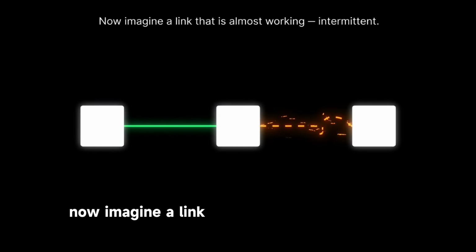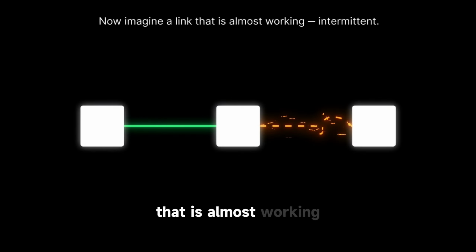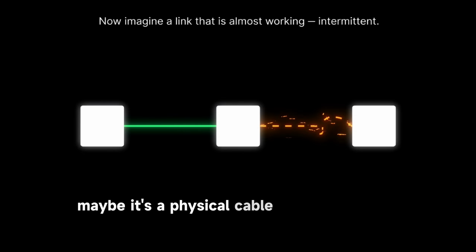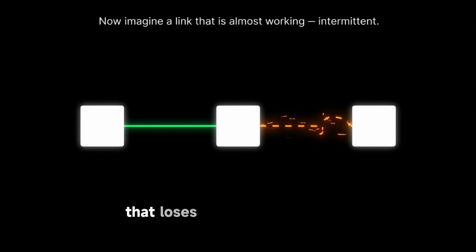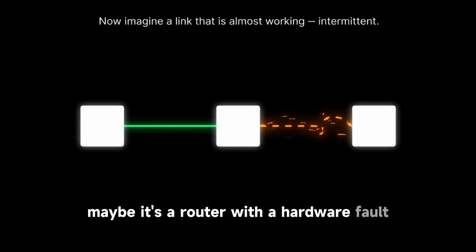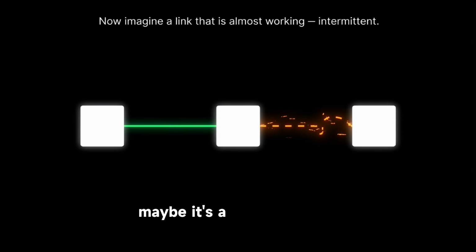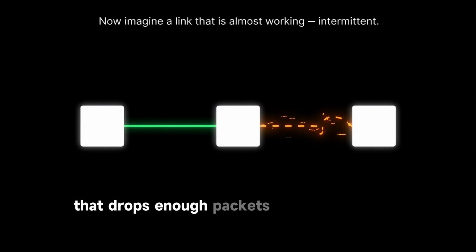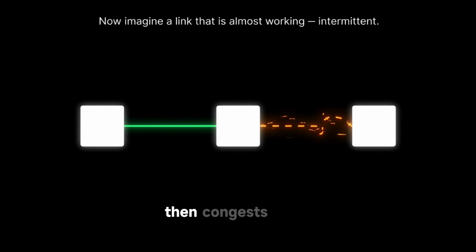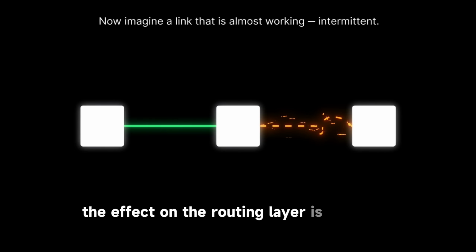Now imagine a link somewhere in the network that is almost working. Maybe it's a physical cable with a damaged connector that loses signal intermittently. Maybe it's a wireless link affected by interference that comes and goes. Maybe it's a router with a hardware fault that causes its interface to reset periodically. Maybe it's a congested link that drops enough packets to trigger failure detection timers, then clears briefly, then congests again. Whatever the cause, the effect on the routing layer is the same.